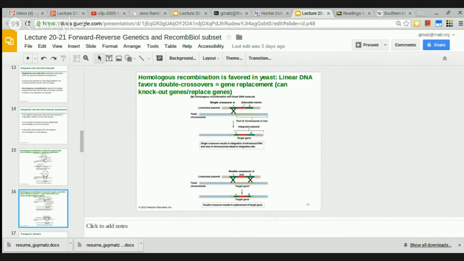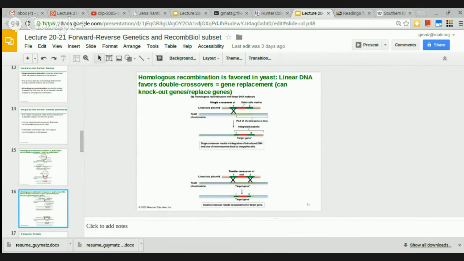On the other hand, if you get a double crossover with a linear piece of DNA, you're going to do what you want to do, which is get a target gene. So in fact, if you transfect, so we call it transfection with a transgene, if we transfect a yeast with linear DNA, and then we select for the selectable marker, the reporter we put in there, anything that survives is a homologous recombinant. So yeast is great for homologous recombination. And again, it has been used over and over again to identify functions of genes.